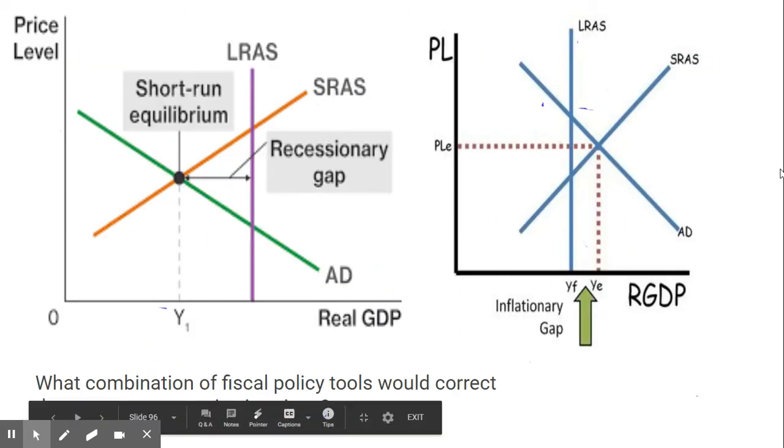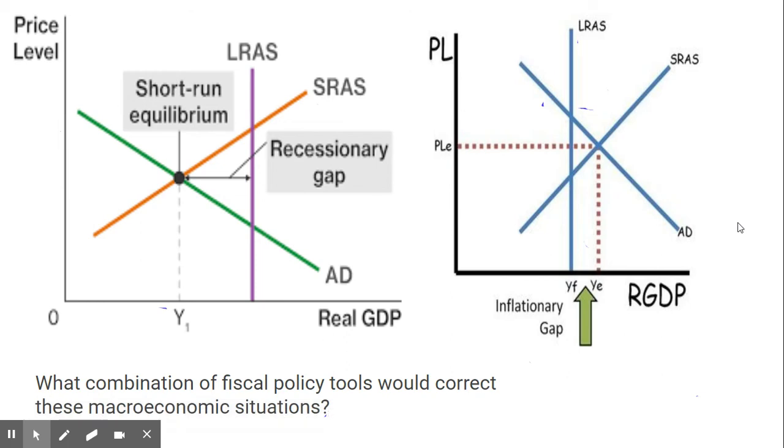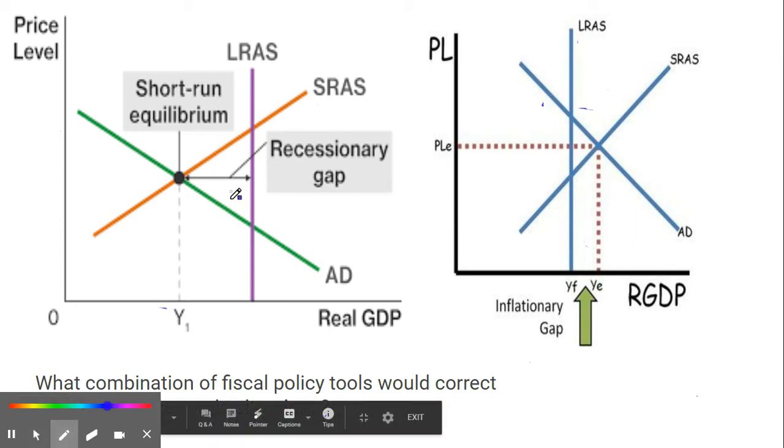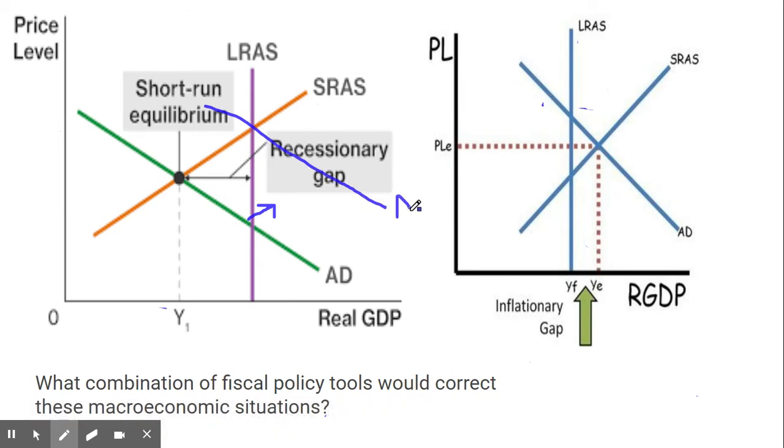Okay, so pause the video right here and see if you can come up with the combination of fiscal policy tools that would correct both these macroeconomic situations. All right, so for the one on the left, you obviously see that this is a recessionary gap, right? You've got short run equilibrium behind or to the left of long run. And so what is going to be needed here? Well, the government is going to cut taxes and increase spending, which is going to move aggregate demand to the right. And now you're at 81.